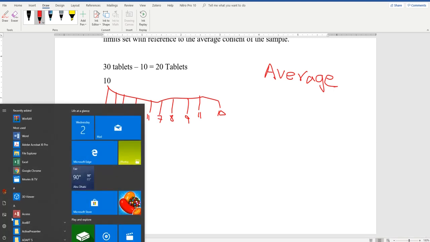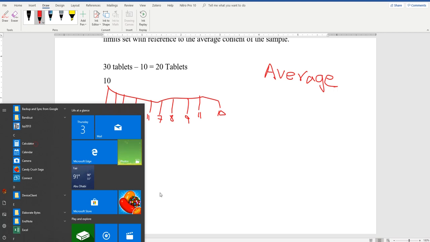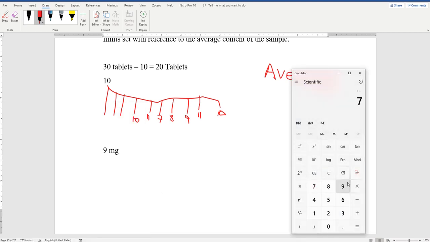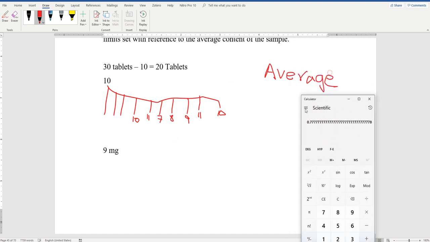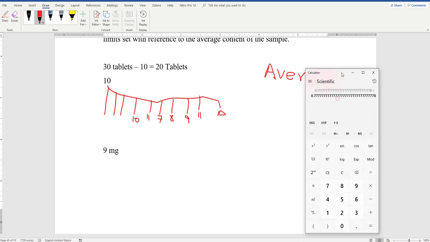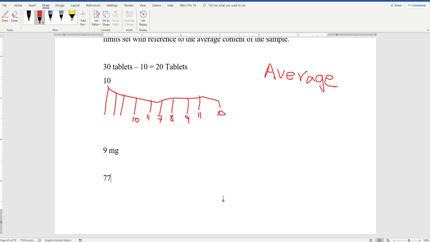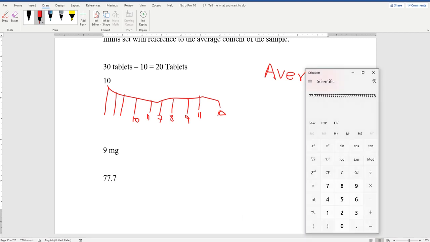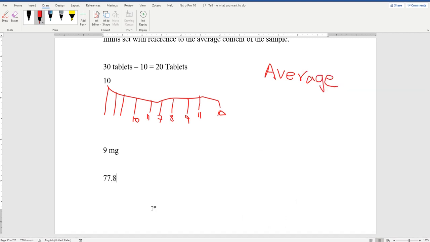Okay, if I open the calculator and divide 7 by 9, which is the average, meaning I divided 7, one of the tablets, by the average of the 10, multiply it by 100, you get 77.7, let's say 78%. Of course you need to do this for each one to find out the percentage from the average. The percentage from the average.